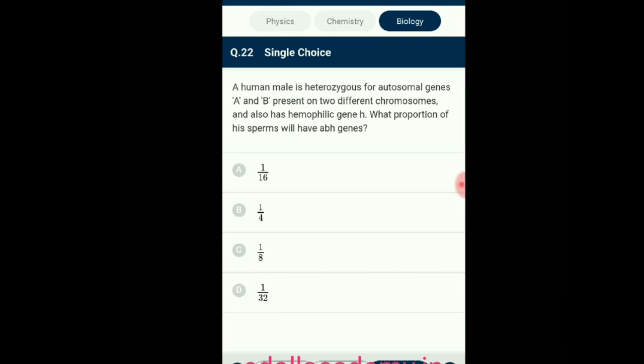The hemophilic gene small h is present on the X chromosome. The probability of his sperm having the X chromosome, or small h gene, is 1 by 2. He is heterozygous capital A small a. The probability of his sperm having small a is 1 by 2. Similarly, the probability of his sperm having small b is 1 by 2. Thus, the probability of his sperm having small a, small b and small h gene is 1 by 2 into 1 by 2 into 1 by 2. It is equal to 1 by 8. So, the answer for this question is option C, 1 by 8.